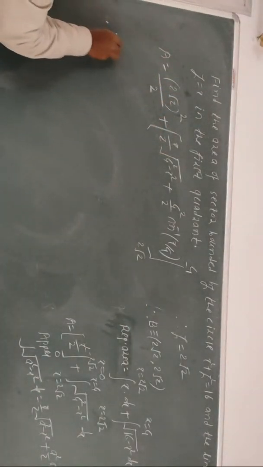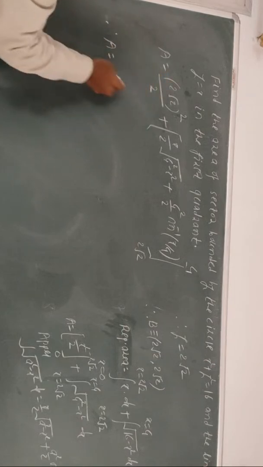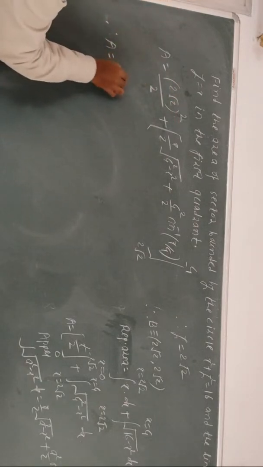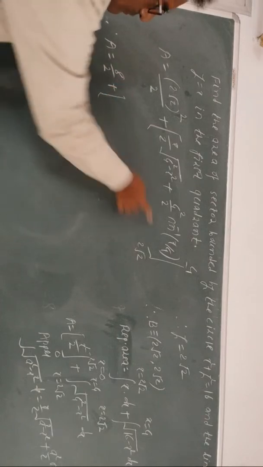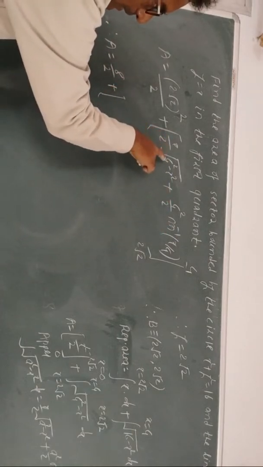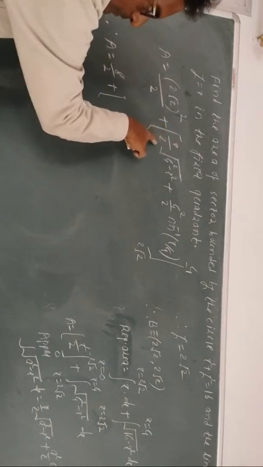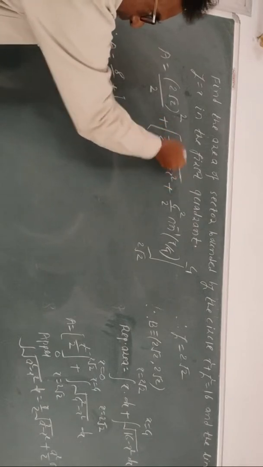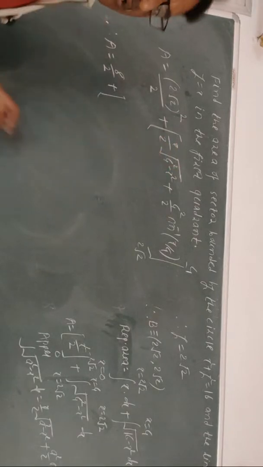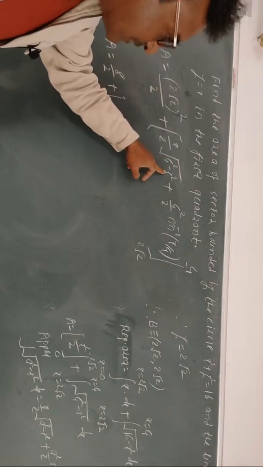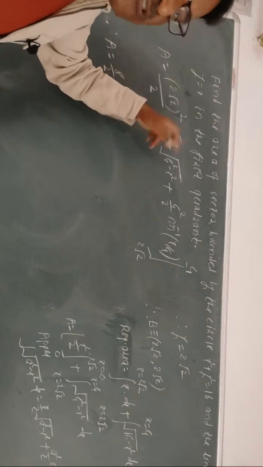Therefore, the required area A is equal to 2 square, that is 4, root 2 square, that is 2, 4 into 2 is 8, so we write 8 by 2, plus, in the bracket, first I put the upper limit. If I put the upper limit, then 4 square gets cancelled, so 0 into this is 0. That is, if we put the upper limit in the first term, we get 0, because if I put x equal to 4, we get 4 square, and this 4 square gets cancelled, so we get 0 into this, so we get 0.